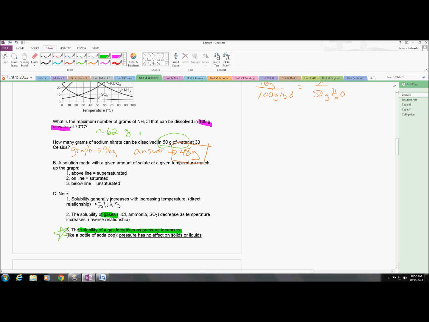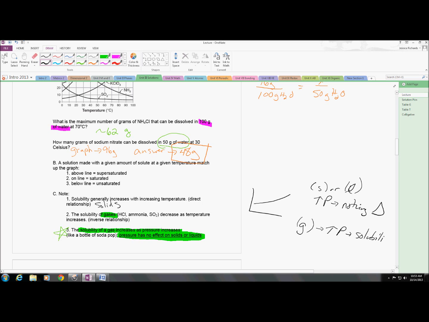There is no effect of pressure on a solid or a liquid. None. So I've seen test questions where they ask you to graph the solubility of a compound, and it's a solid, and you graph it, and the line goes up, and they say, what happens when you increase the pressure? And the answer is nothing. If you have a solid or a liquid, when you increase the pressure, nothing happens. Nothing is going to change. If you have a gas and you increase the pressure, then the solubility increases. So it only affects the solubility of a gas.